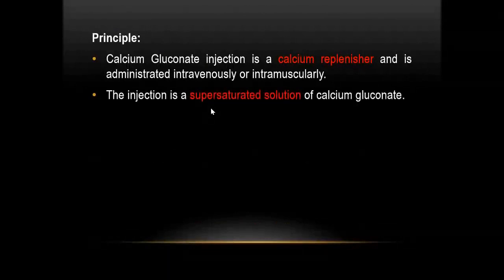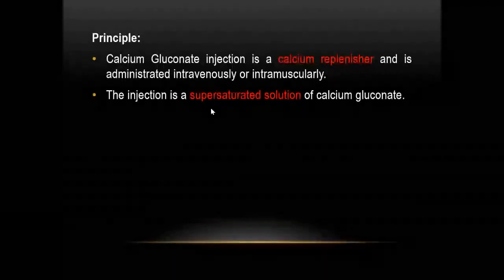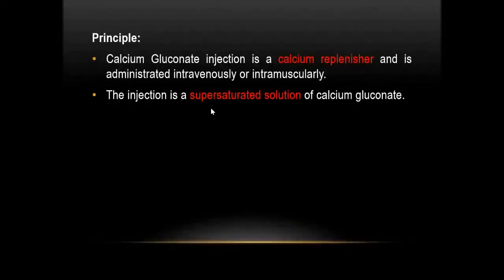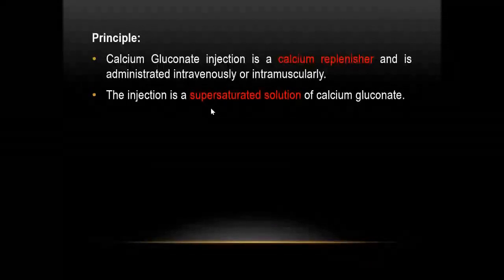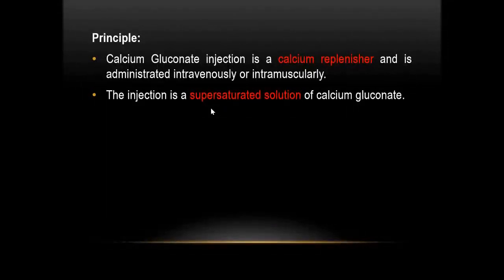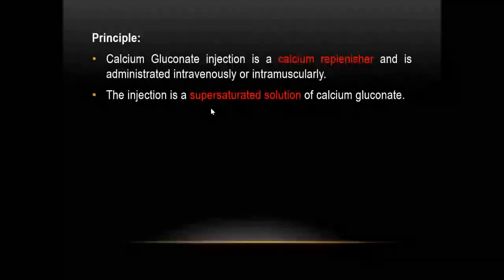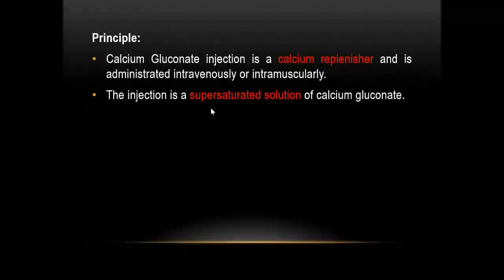So the injection is a supersaturated solution of calcium gluconate. If you are going to dissolve 10% of calcium gluconate in 100 ml of water, there will be a supersaturated solution. At a time, if you try to dissolve the whole 10 gram in 100 ml, then after some time you can see that some traces of calcium gluconate will not dissolve completely. So what does it mean? It is a supersaturated solution. Up to 9.5 gram the solution may become completely clear, but for the remaining 0.5 gram the solution becomes supersaturated, and that's why you are not able to dissolve it completely.